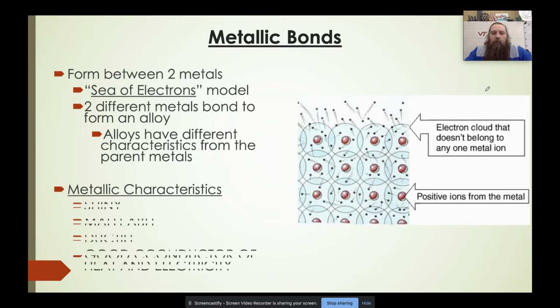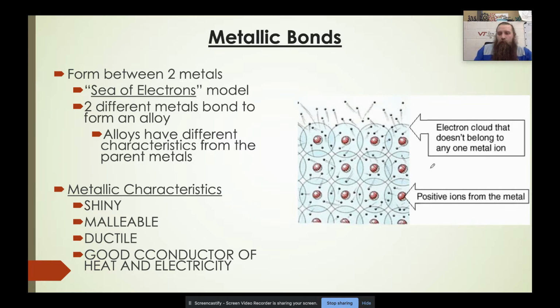When we look at the characteristics of metals, we know that they're shiny, malleable, ductile, and good conductors of heat and electricity. The reason that they conduct electricity well is you have all of these outer electrons, and they don't belong to any one specific metal. They just kind of float around in the sea.